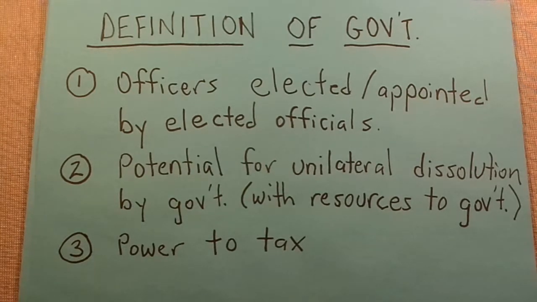If the government can unilaterally dissolve the nonprofit, if there's bylaws or rules that say if the nonprofit closes, resources go to the government, that's another strong indication that we have a government here. Finally, does this organization have the power to directly tax? If it does, it's likely to be a government organization.